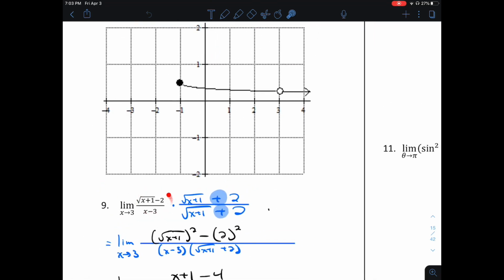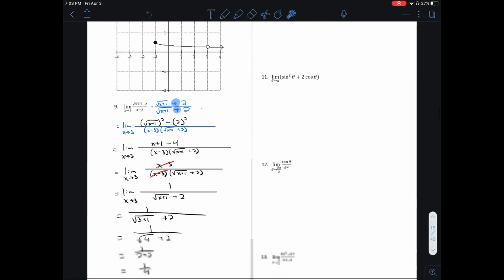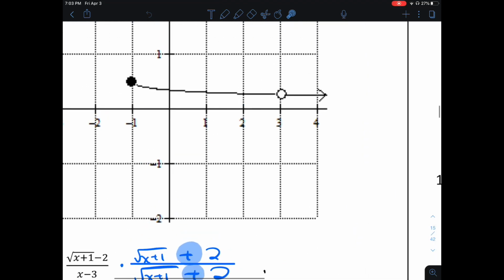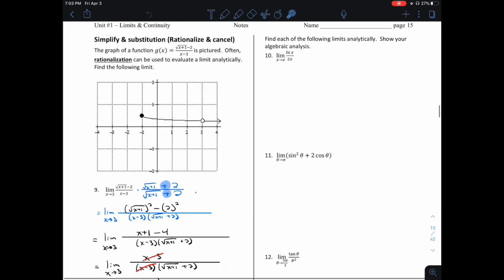So anyhow, here's what this is saying. The question was, what is the y value getting closer to on this graph as x gets closer to 3? What is the value of this hole, the y value? And we have just found definitively that the y value here is 1/4.